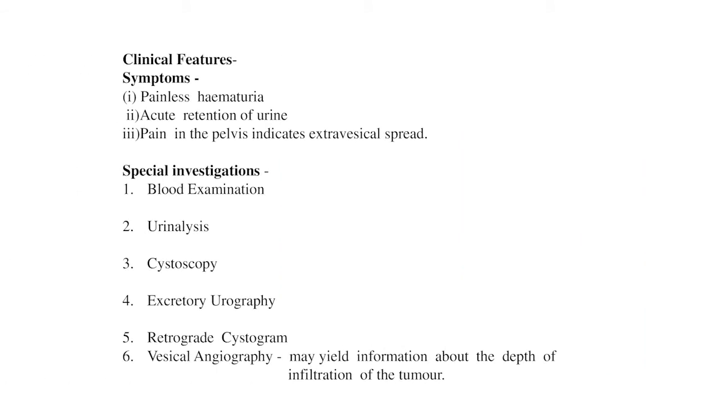Now the clinical features. Symptoms: painless hematuria is the earliest and most common symptom. Second is acute retention of urine. Third, pain in the pelvis indicates vesical spread.